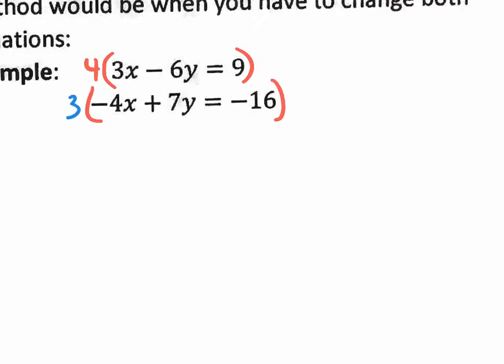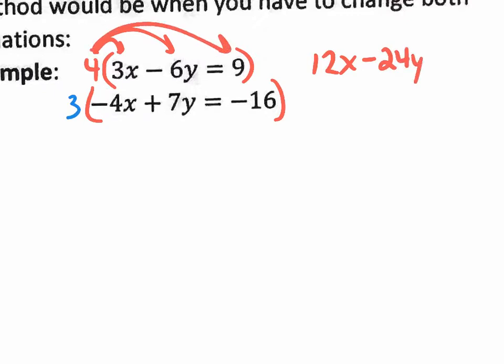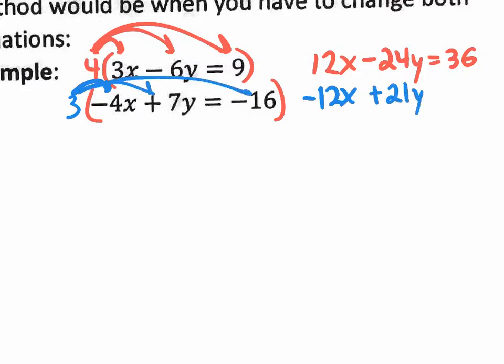Okay, so let's multiply the top one by 4. We're going to get 12x. 4 times 3 is 12. 4 times negative 6 is negative 24y. 4 times 9, that's 36. Bottom equation, 3 times negative 4 is negative 12x. 3 times positive 7 is positive 21 with the y. And 3 times 16 is negative 48.